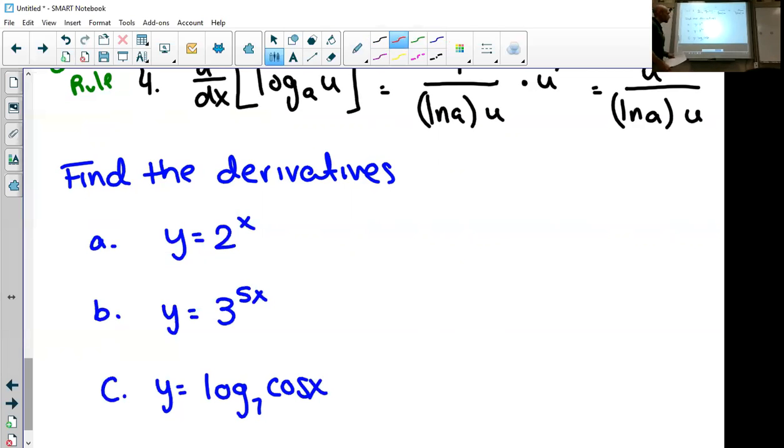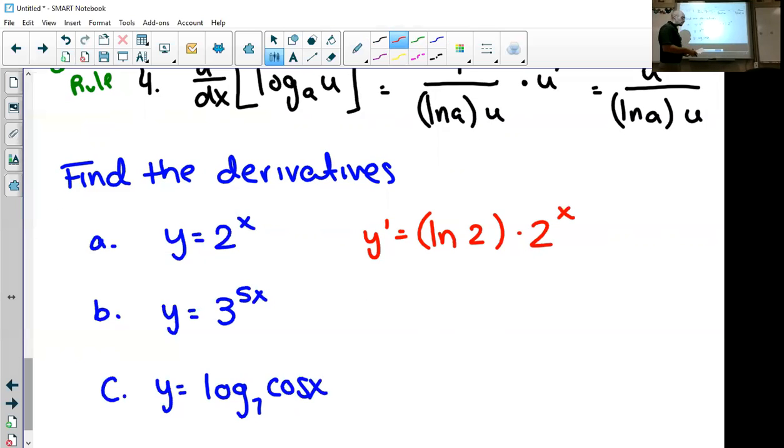All right, starting off with our first one. This is just basic a to the x. The exponent is just x. So when we take our derivative for this, all we're going to do is natural log of a, in this case 2, times 2 to the x. That's it. There's no stuff in there. Even if we wanted to do u prime, the derivative of x is 1, so we don't really need that.